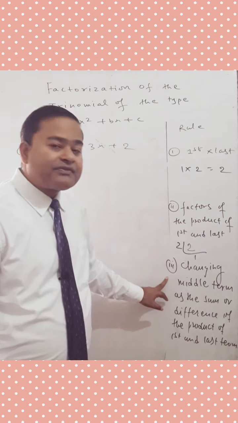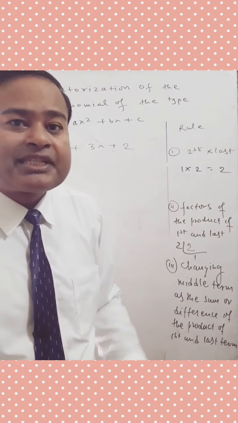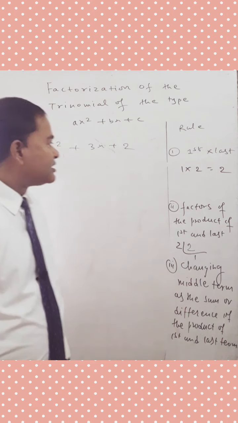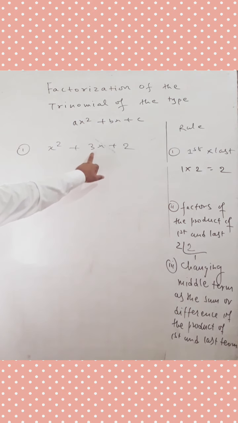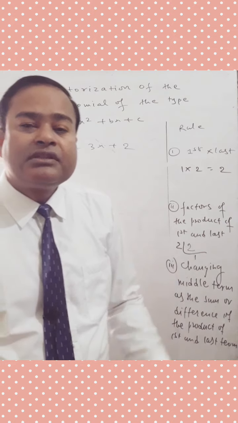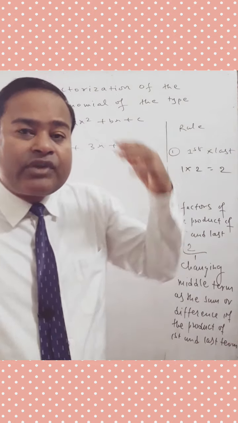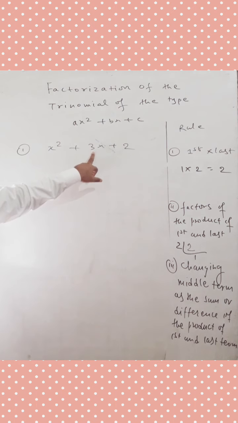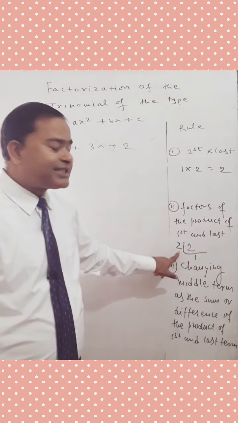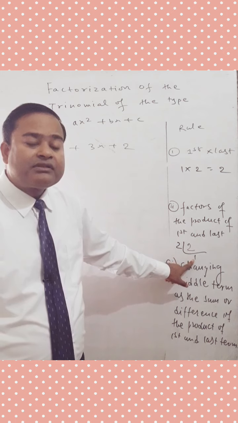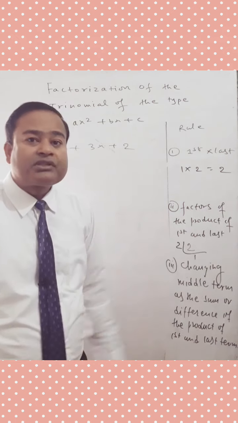So dear students, after finding the factors of the product of first and last term, in the third step we have to change the middle term. We have to change the middle term as the sum or difference of the factors of the product of first and last term. In this example, the middle term is 3. So this middle term we have to express as the sum or difference of the two factors of the product of first and last.